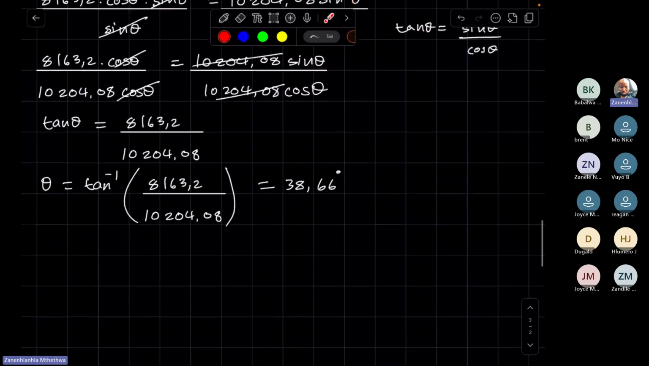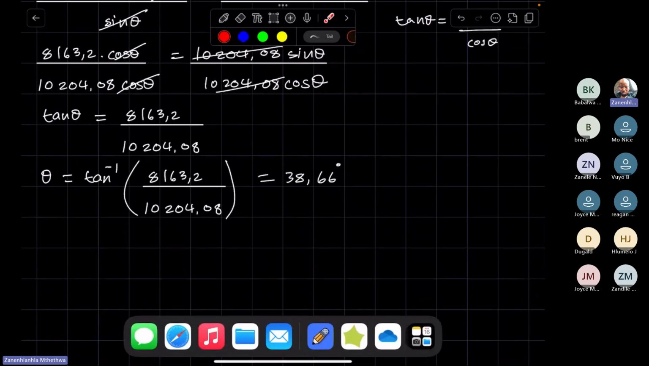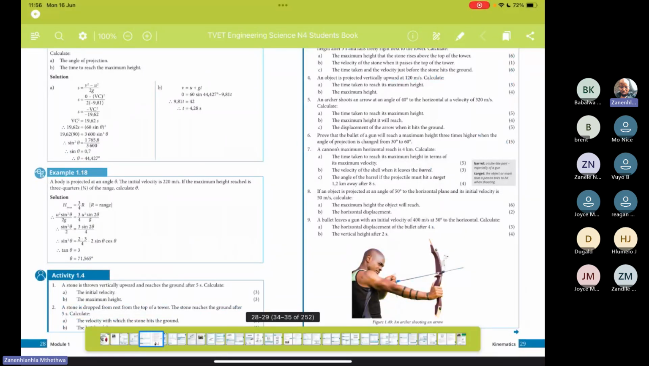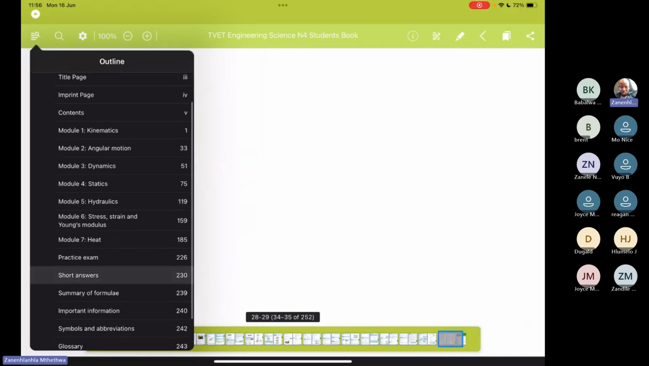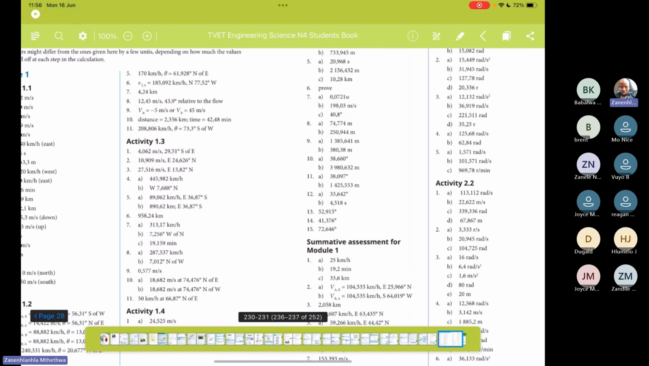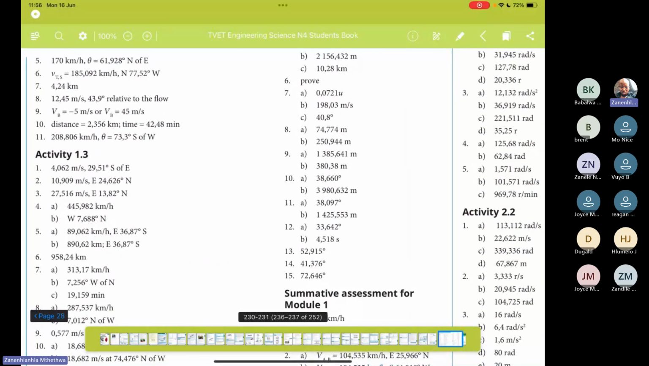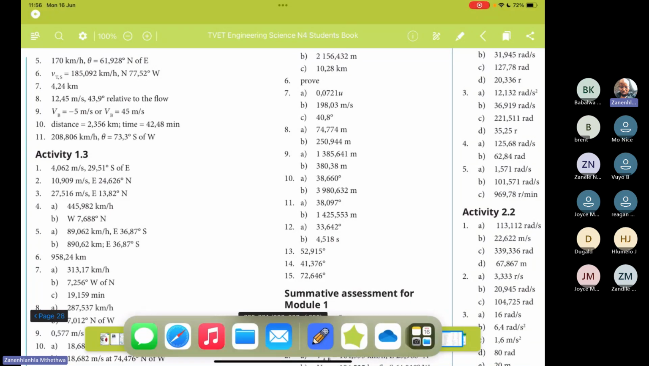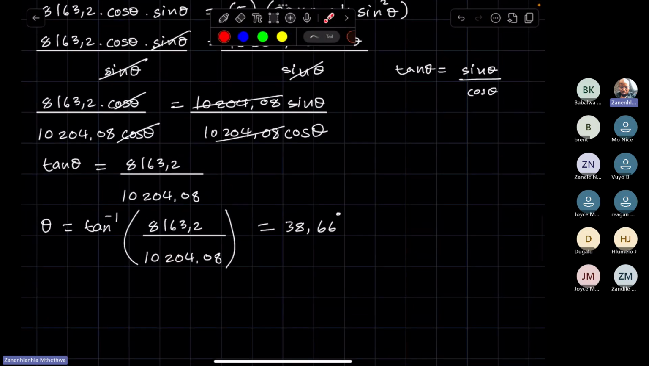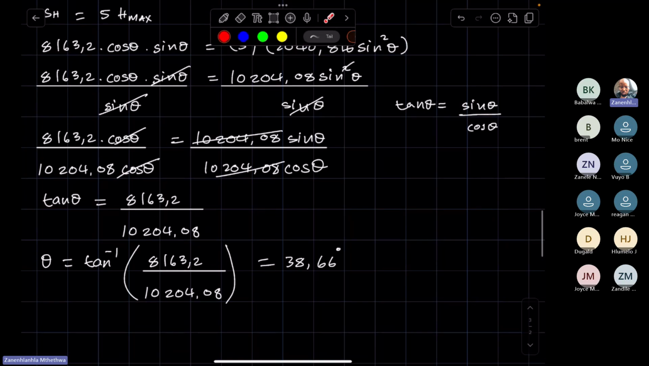Just check there if they got, or maybe let's check here. This is activity 1.4, number 10. They got 38,66. What did we get? I think we got the same thing. Yeah, so it's correct. 38,66. Yes.